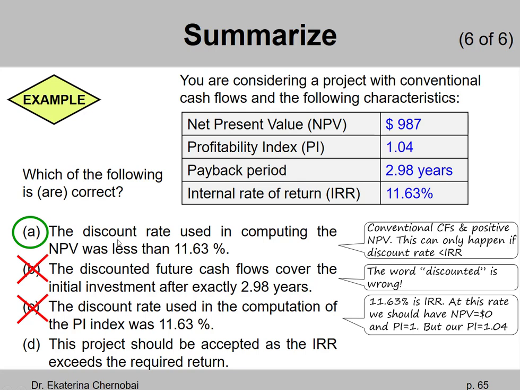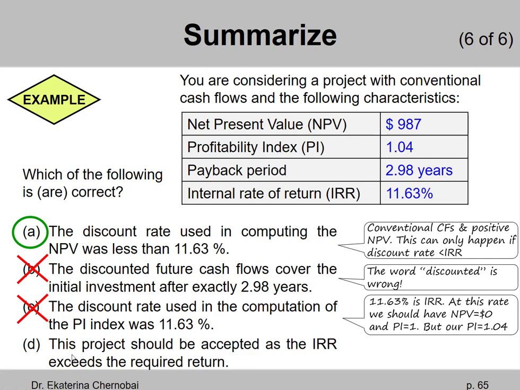And actually, it's very similar to statement A, the first one. We already figured this out in statement A, where we figured out that the discount rate must have been below 11.63%. And so A and C are kind of similar. Because whenever the discount rate is below the IRR, that's when the net present value is positive, like given to us, and the profitability index is above 1, and it is above 1.